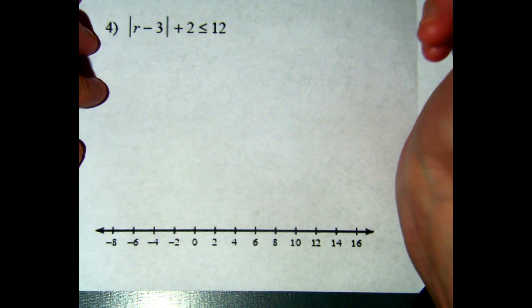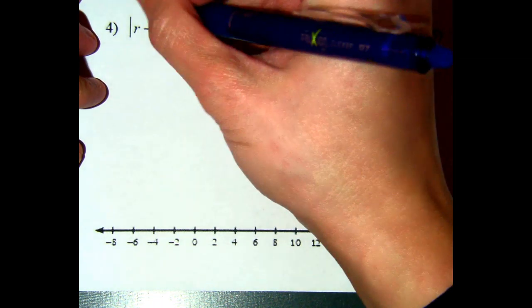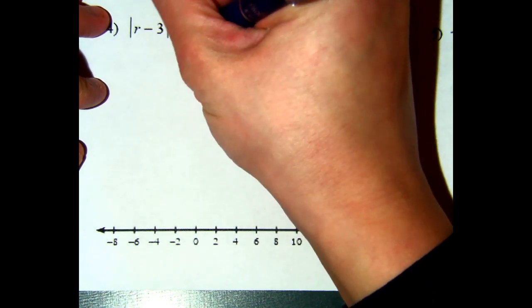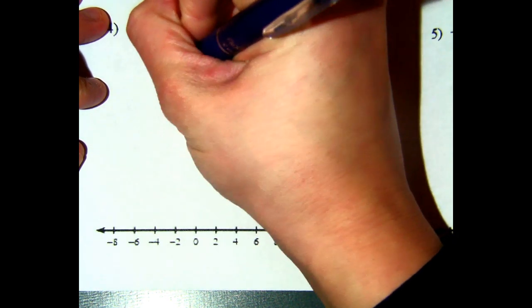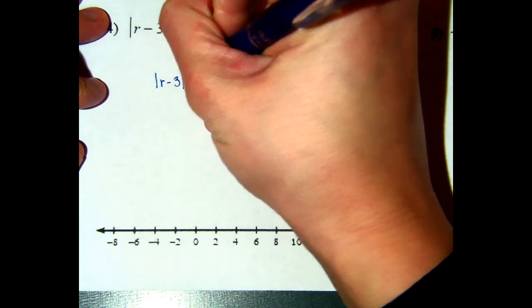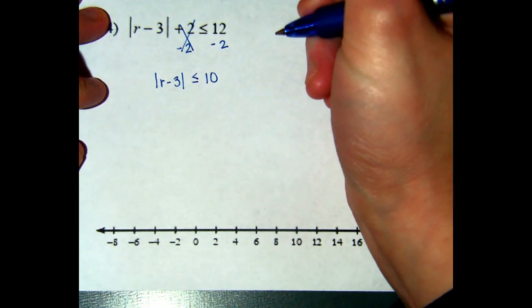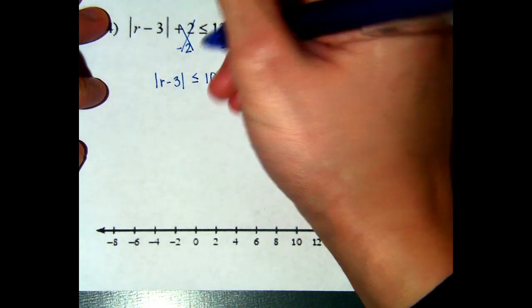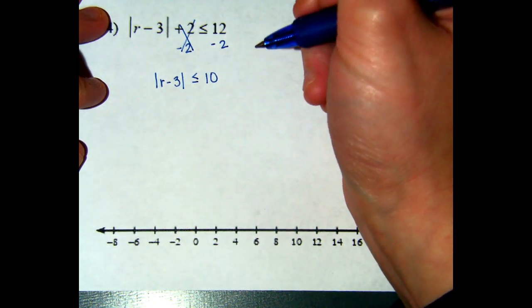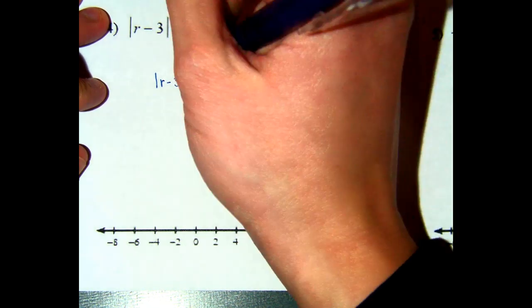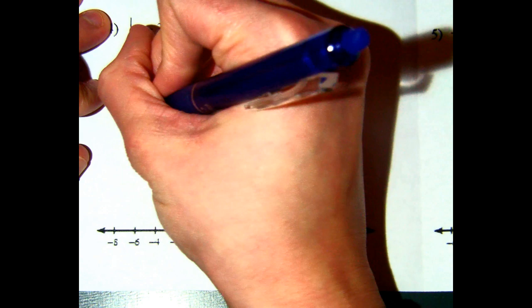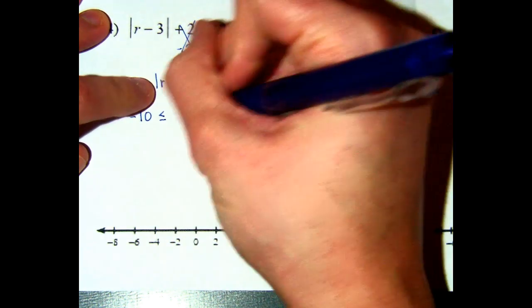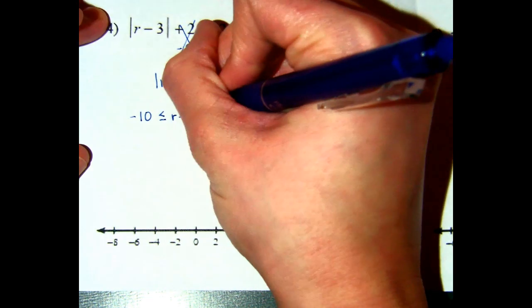Okay, we need to get this absolute value by itself, so we're going to subtract 2. Absolute value of r minus 3 is less than or equal to 10. Then I need my two cases. I do have an or equal to this time. That doesn't change how I set it up. It just changes how I graph it. It is less than, so I'm going to use an and, which means I have a negative 10, less than or equal to, r minus 3, less than or equal to 10.